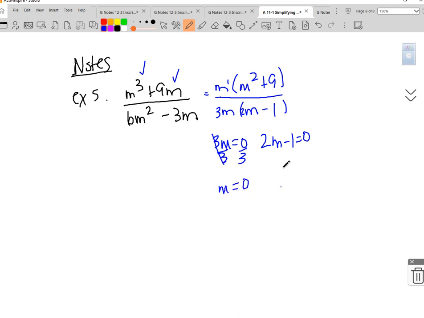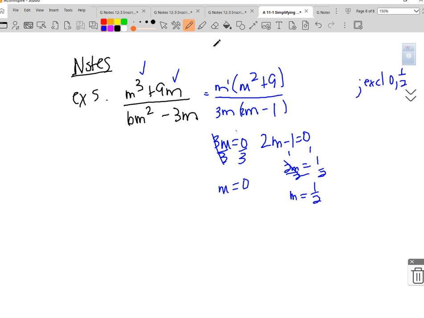That's one excluded value. I'm going to add 1 here, and we're going to divide both sides by 2. So our other excluded value is 1/2. So we're going to exclude 0 and positive 1/2.